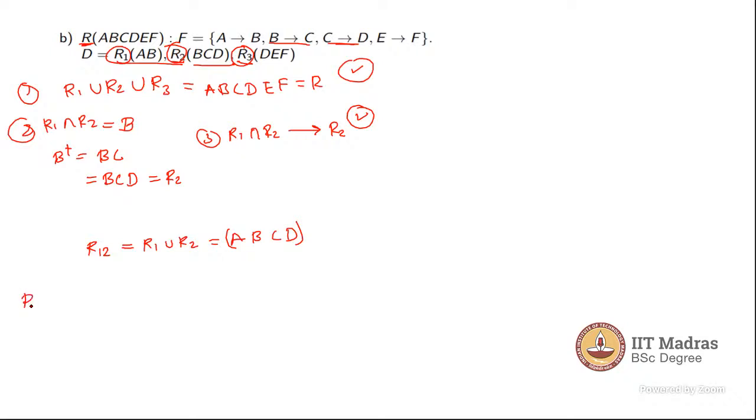Now R12 intersection R3. What is the common attribute between R12 and R3? That is D here, right? Now if we take the closure of D, can we determine R3 or R12? No. So we cannot determine R3 or R12 from this. So our third condition is not satisfied here. So this decomposition is also a lossy decomposition.